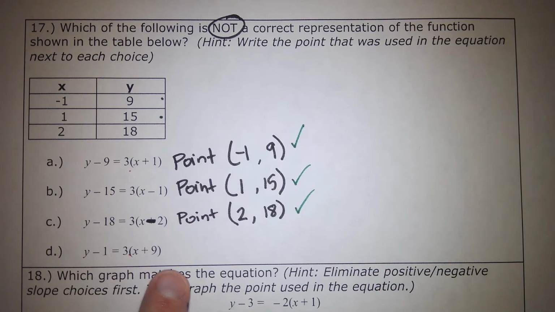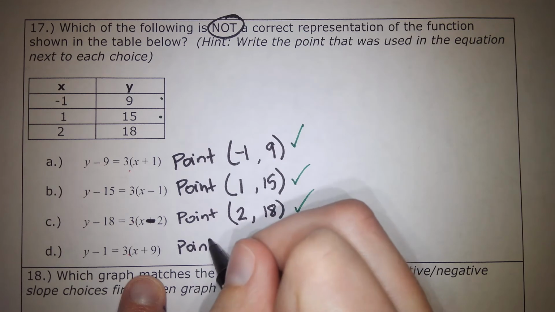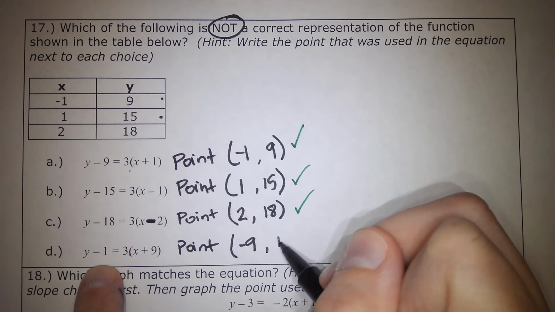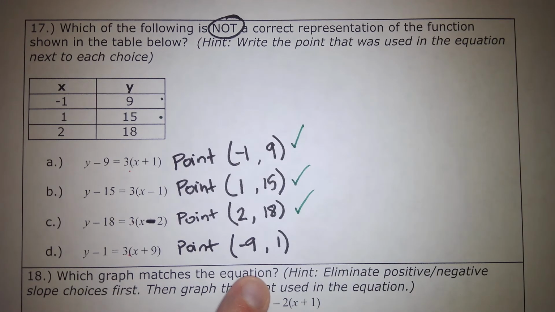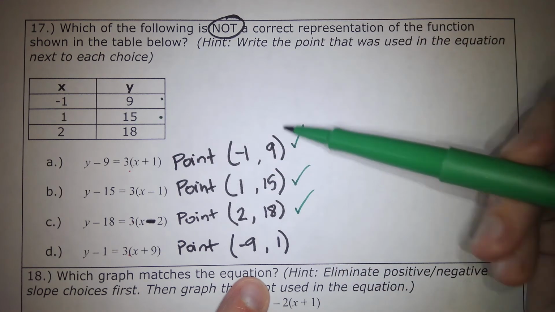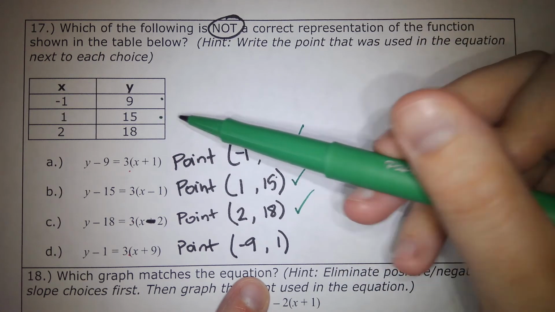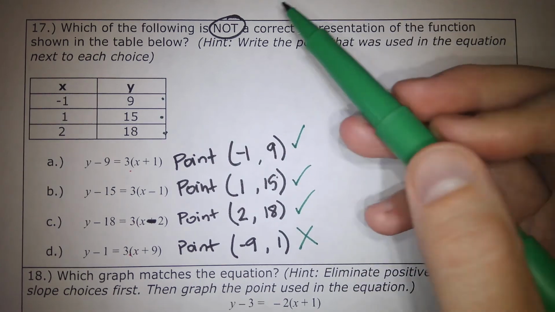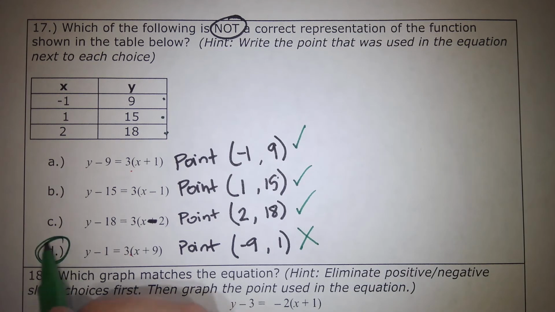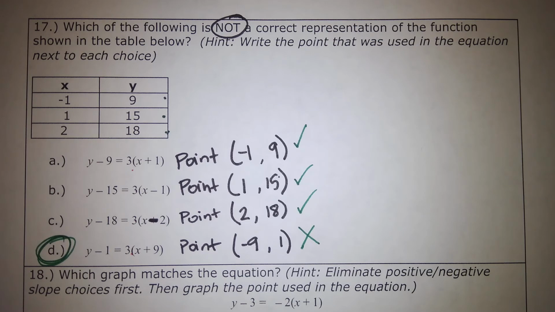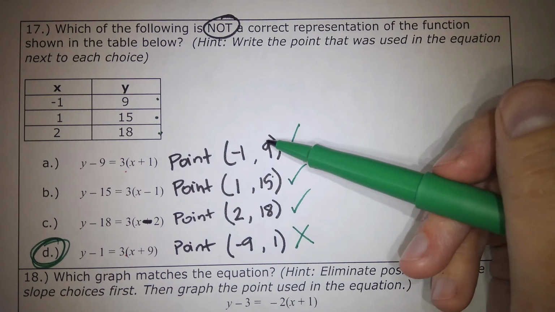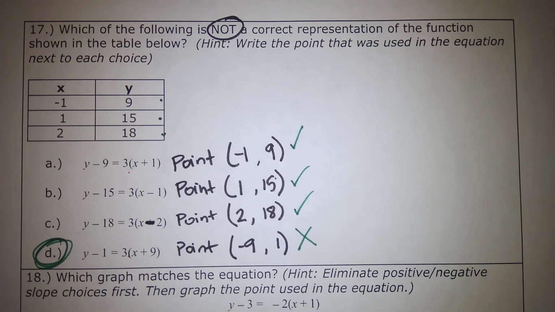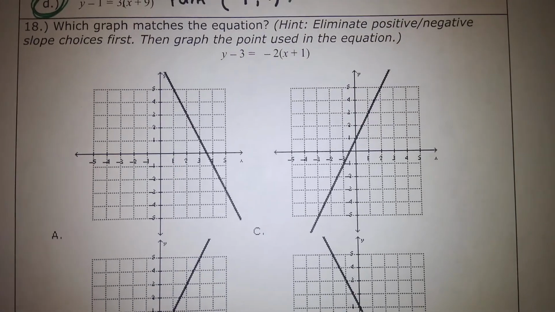That makes me feel like this one is not going to be on the line if our first 3 were, but let's double check. Our x value would be -9 and +1, and nope, that does not work. That is nowhere on this table. So -1,9 is on the table, 1,15 is on the table, 2,18 is also on the table, but 9,1 is not. And since it said which one is not, our correct answer in this case would be D. All right, so basically you find the points from the equation and you see if any of them are on that table.